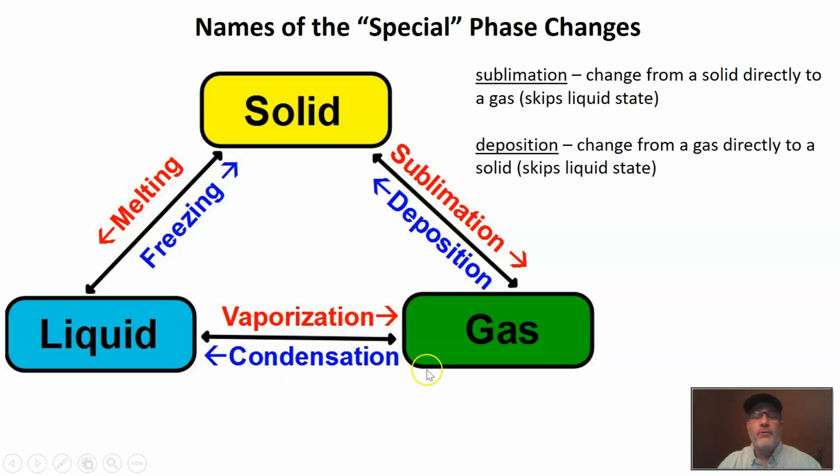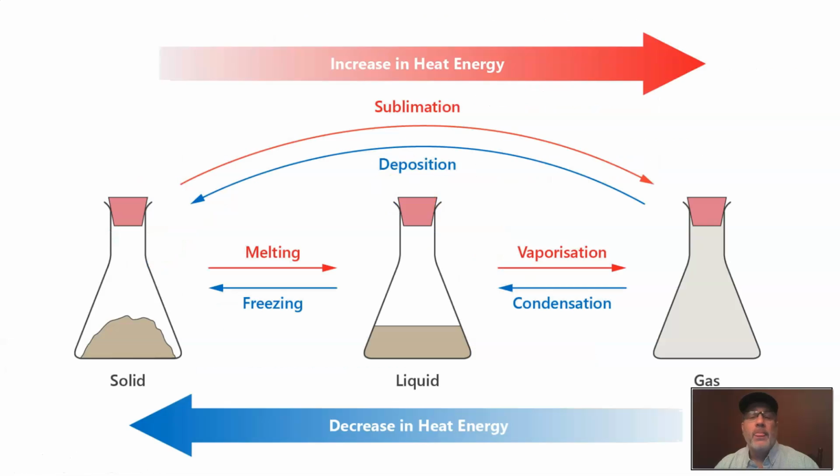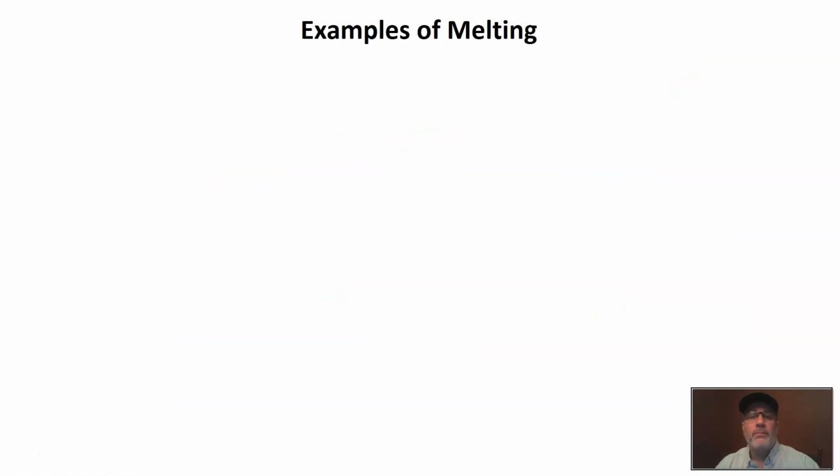The second kind is the reverse of that, which is something called deposition. Deposition is when a gas turns directly into a solid. And once again, notice that we're skipping this liquid state, and that's why I would call these special phase changes. So when we look at these special phase changes, please note that we are going from here directly to here, no liquid phase, okay? That's kind of the big deal with sublimation and with deposition.